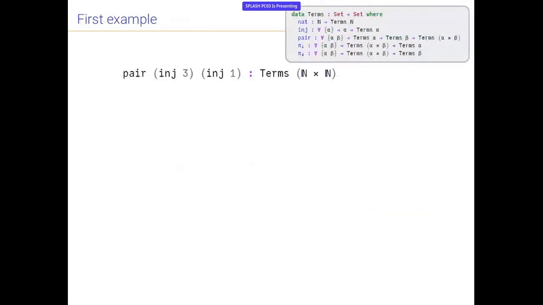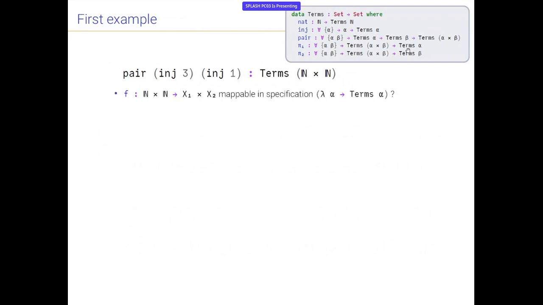Okay, so let's go back to our GADT and see how we can try to map over this first term, which is our first example. So I have pair of int 3 and int 1. So pair is this constructor. It expects 2 arguments, and my first argument is int of 3, and my second argument is int of 1.